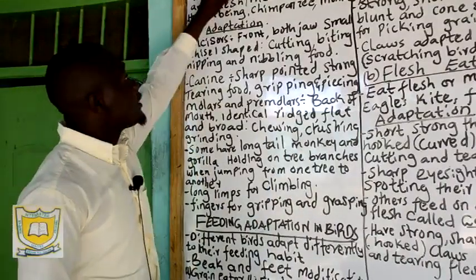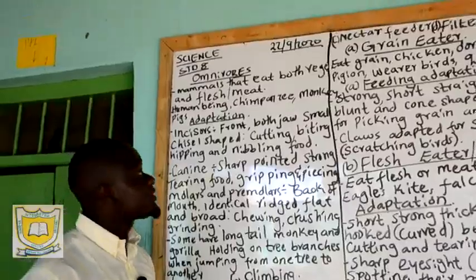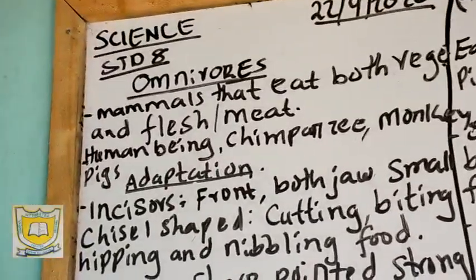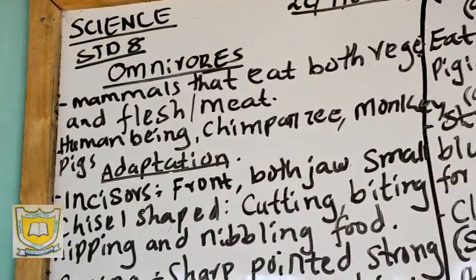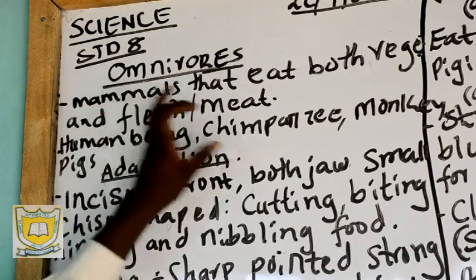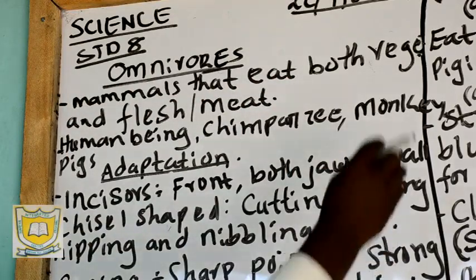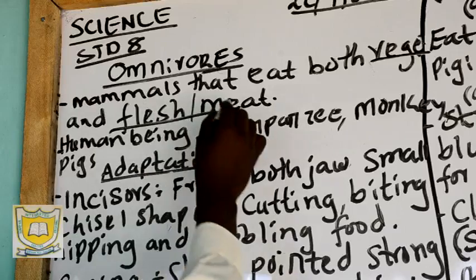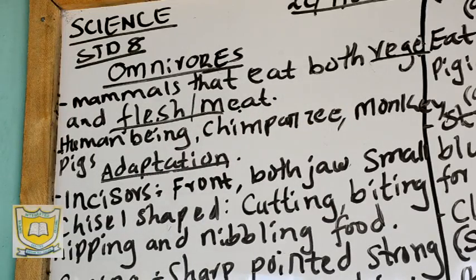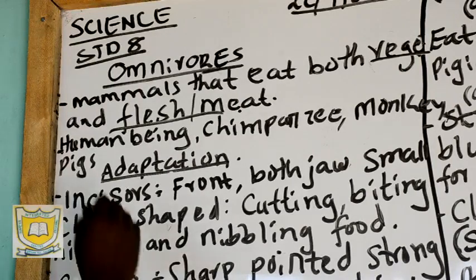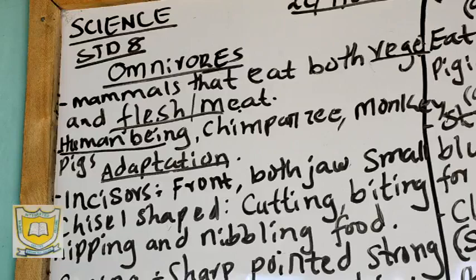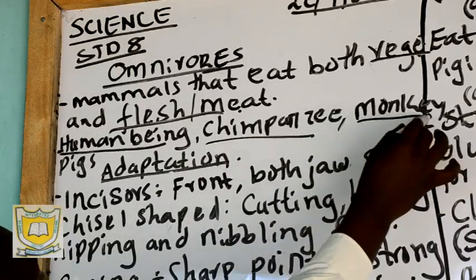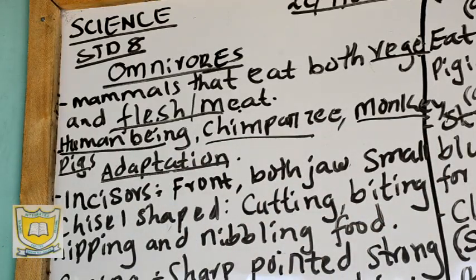Omnivores are mammals that are adapted to feed specifically on flesh and vegetables. So what are the adaptations that help these animals to survive? Examples of omnivores are, number one, human beings, that is us. We have the chimpanzees, the monkey, and the pigs. These are the specific animals that fall under omnivores.